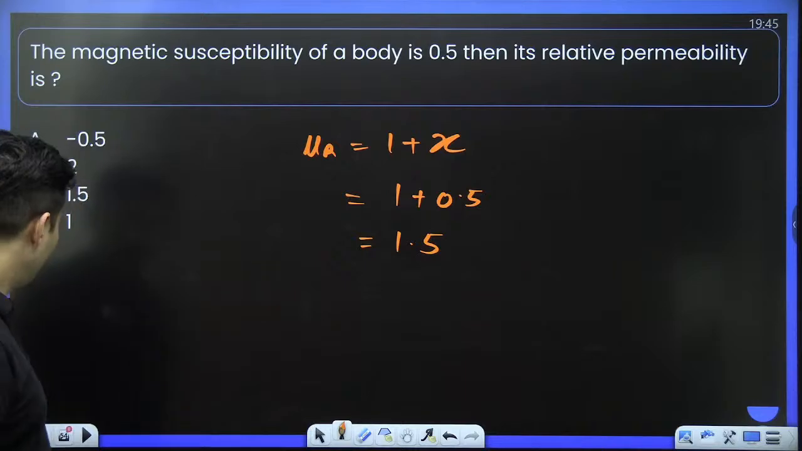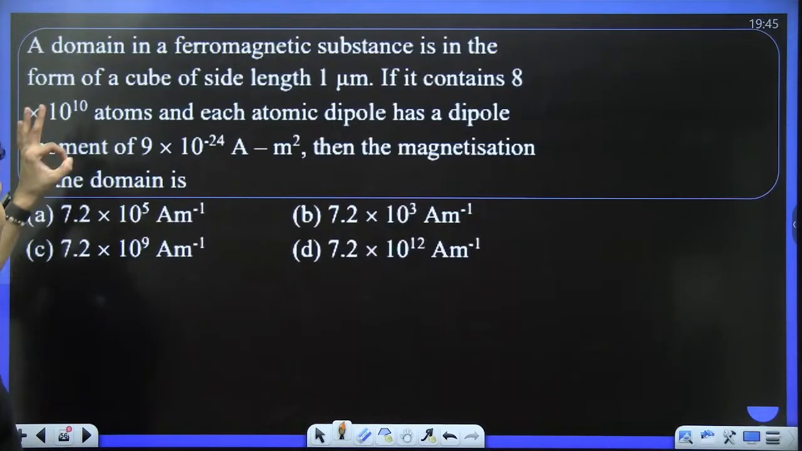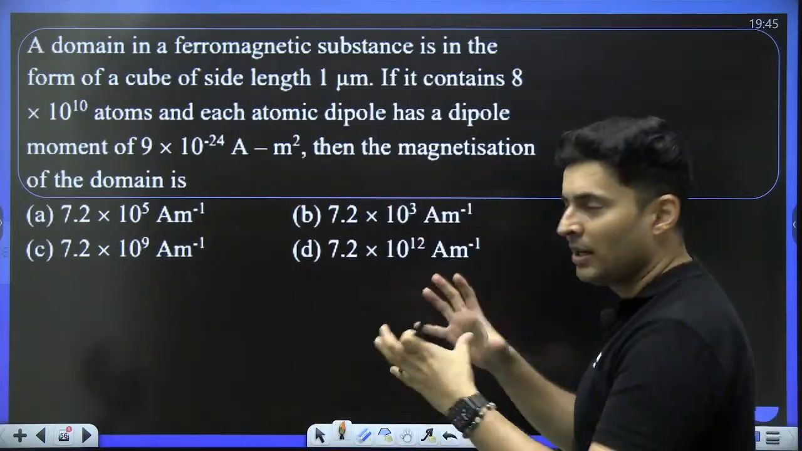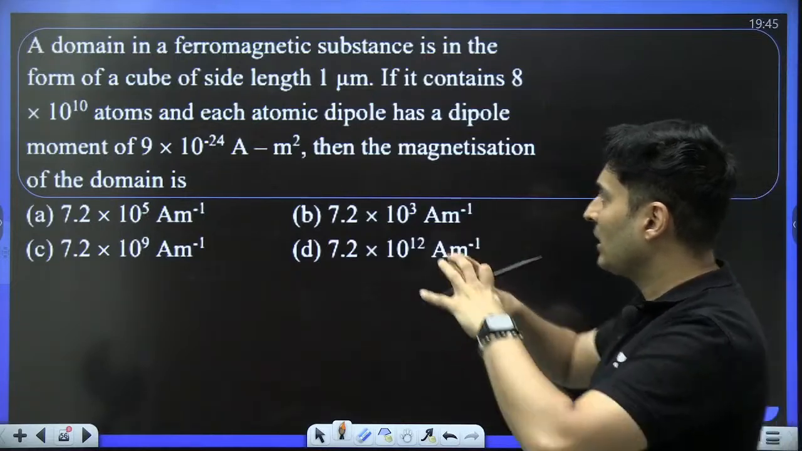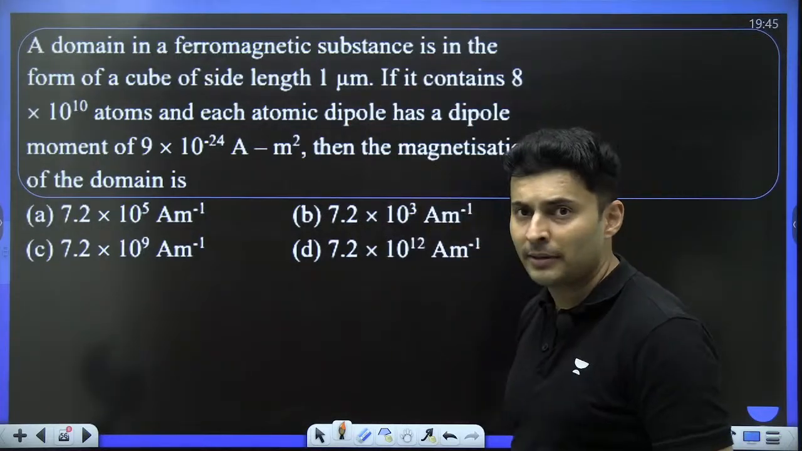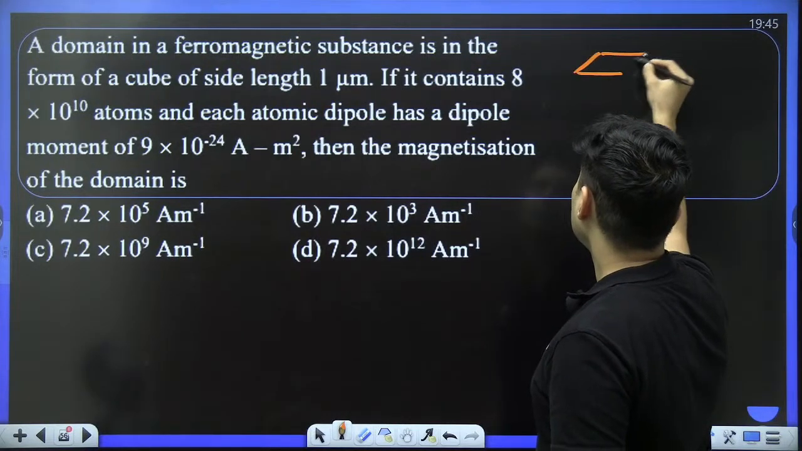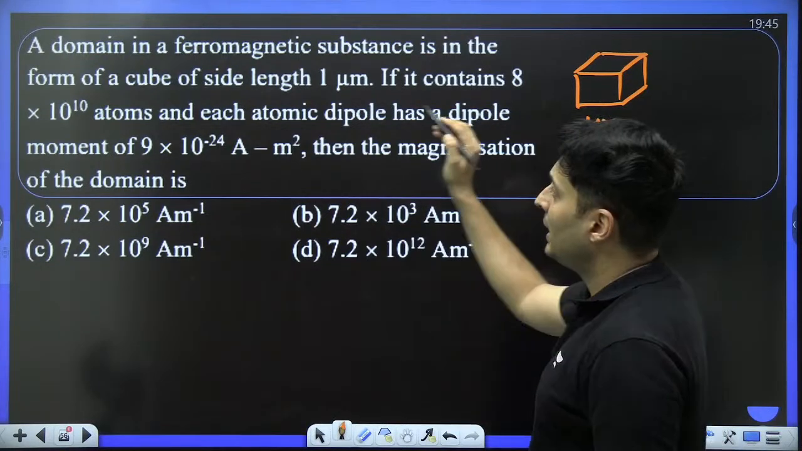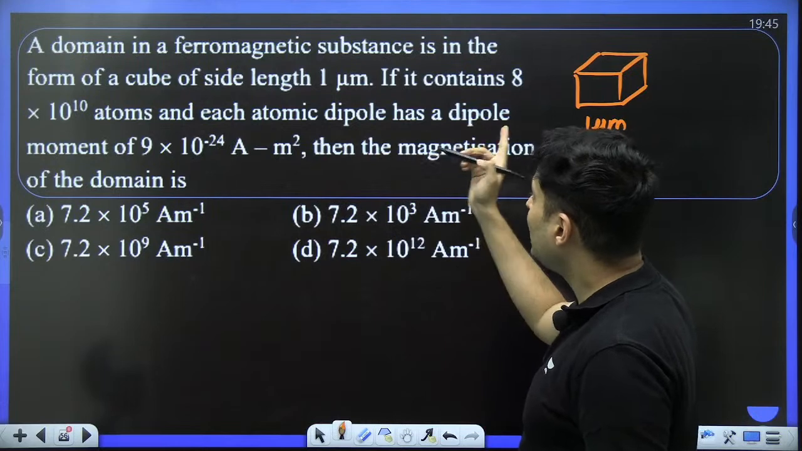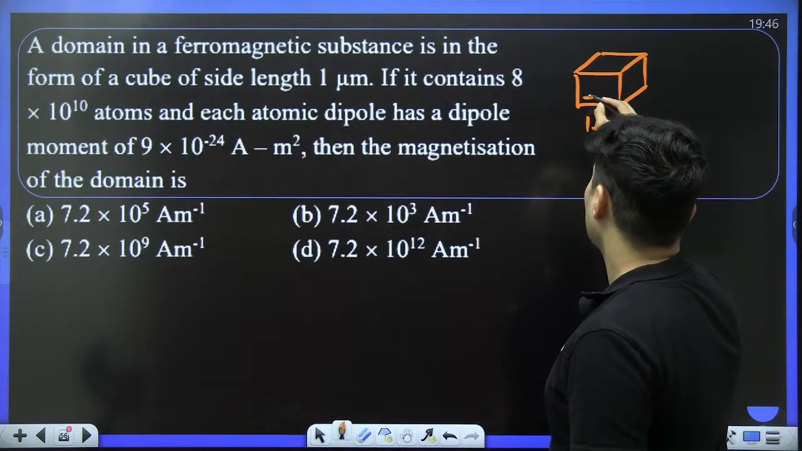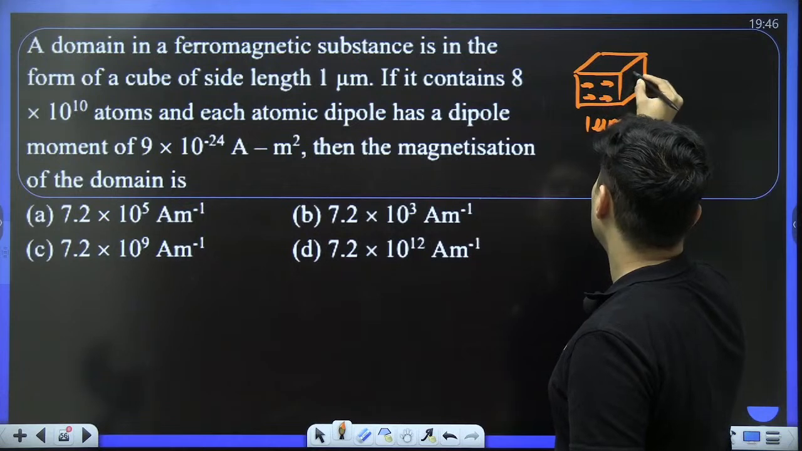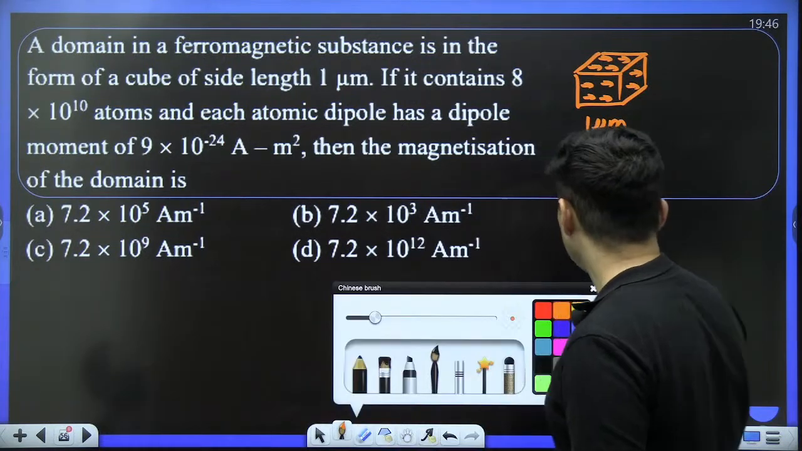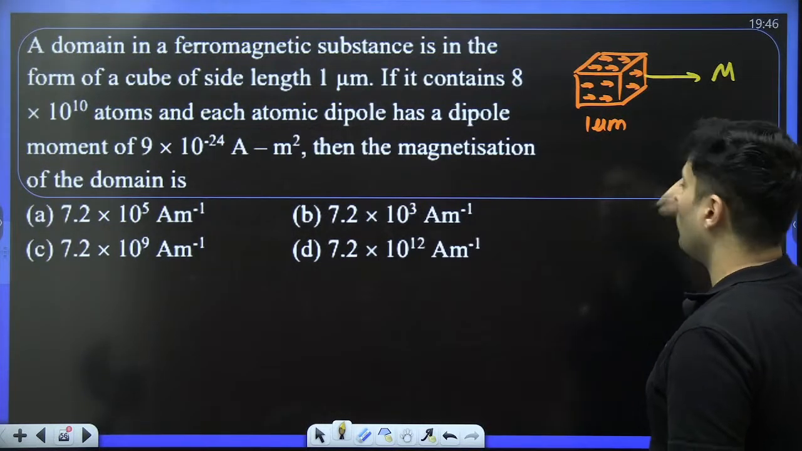Awesomeness. Perfect. Moving on to the next question on your screen. There is a domain of a ferromagnet. Don't worry what a domain is right now. But just imagine there is a cube of side length 1 micrometer. It contains so many atoms and each atom has a dipole moment of so much. Together they will produce a total dipole moment M.